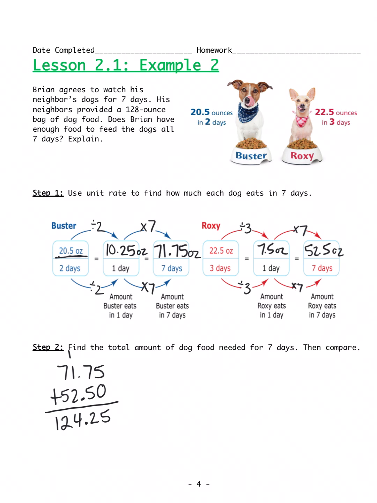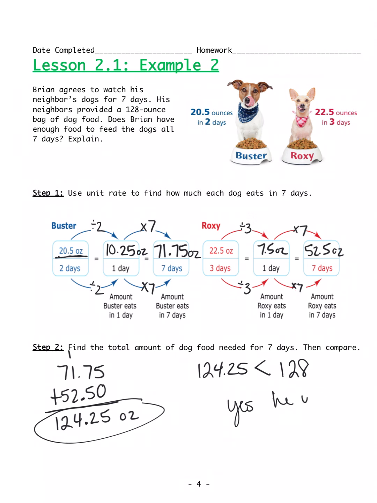So the dogs are going to eat 124.25 ounces. Is that enough? Well, yes, 124.25 is less than 128. So, yes, he will have enough.